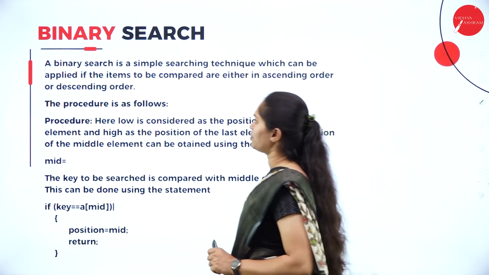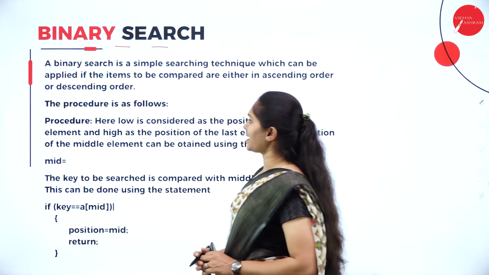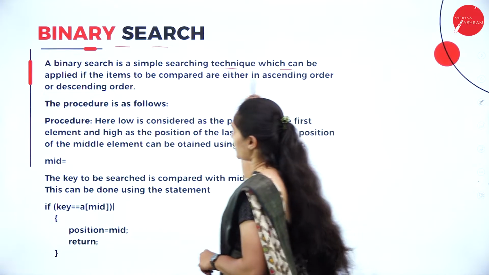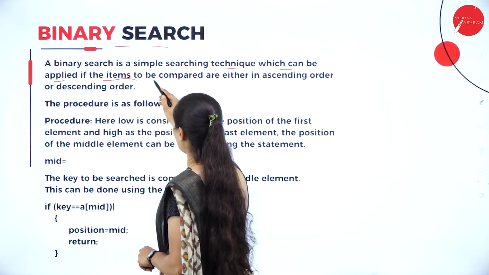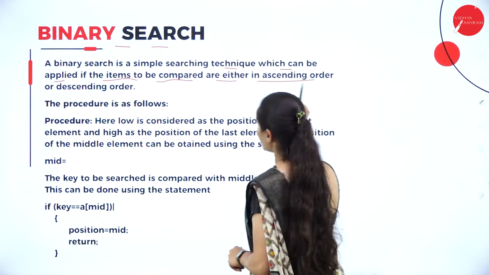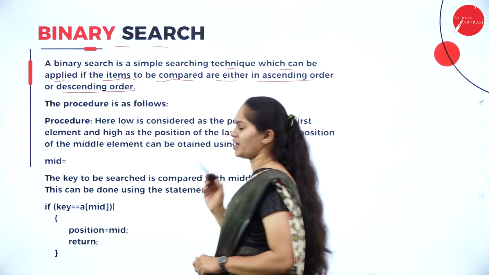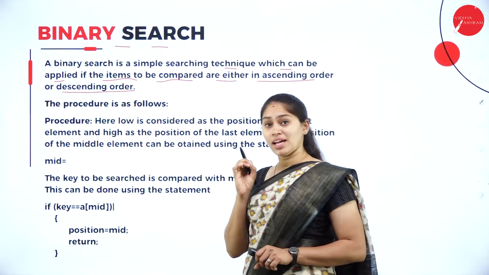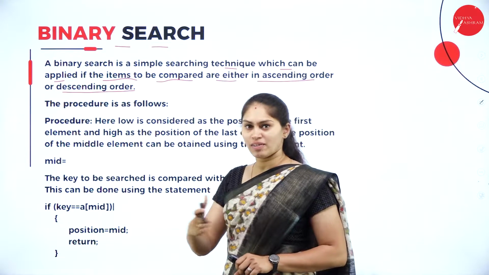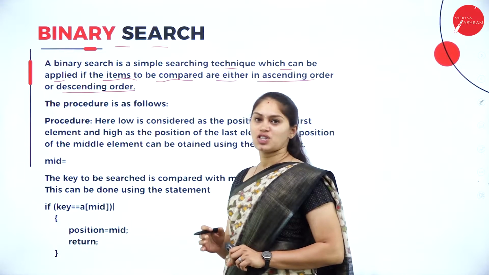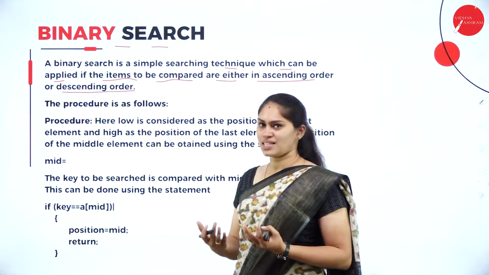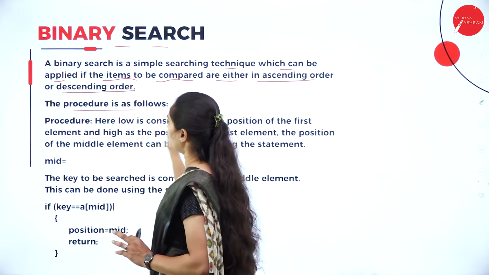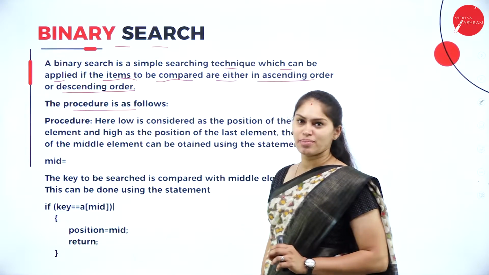So now we'll see the second technique, that is binary search. This is one of the simplest methods. It can be applied if the elements to be compared are in either ascending or descending order. You need to remember one thing: when we are using binary search, the input, the set of elements which we are giving, should be in sorted manner. It can be ascending order or descending order, but it needs to be sorted. Then what is the procedure to do this binary search?